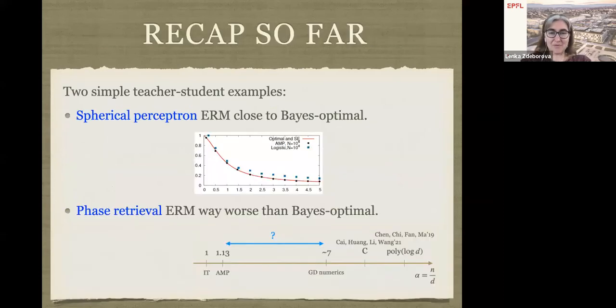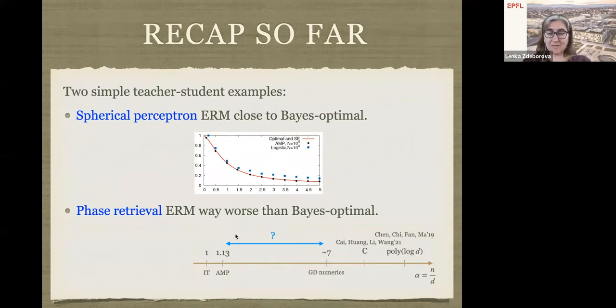So, okay, before doing that, maybe a recap. In the spherical perceptron, when the teacher was generating the labels as signs, we had the empirical risk minimization that was so close to the Bayes optimal that we wouldn't bother wanting to improve the logistic regression here. In the phase retrieval it is different. There is a sizable gap. So how do we close that gap, right?